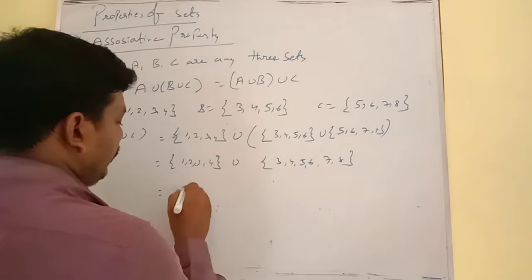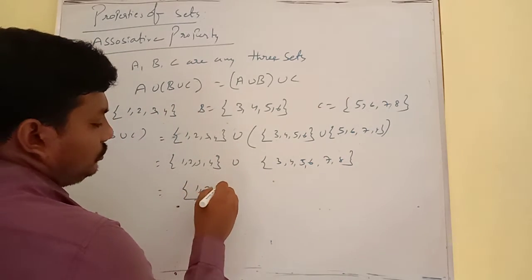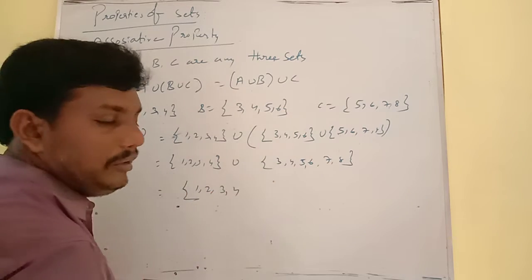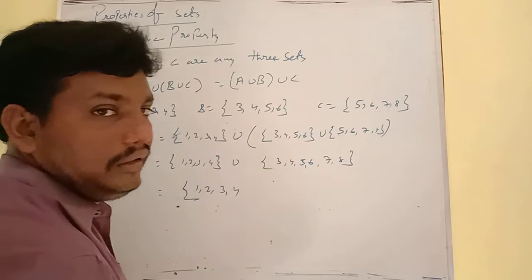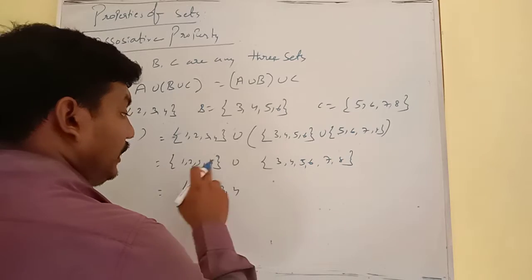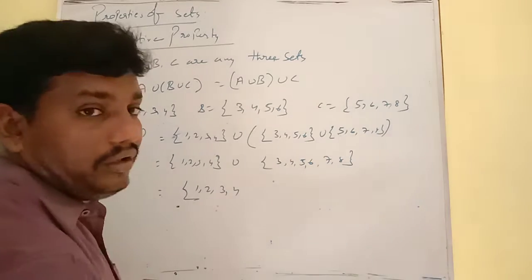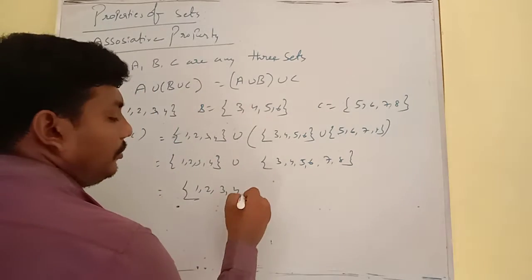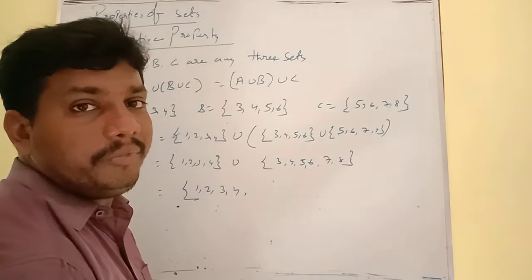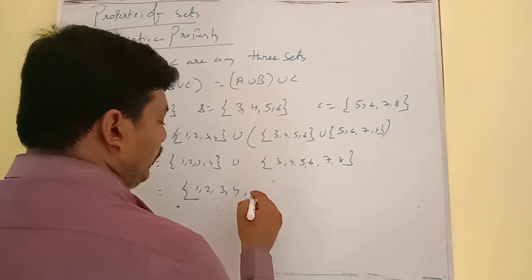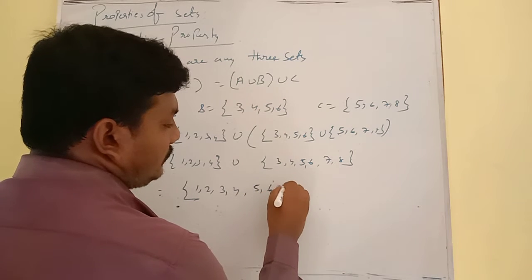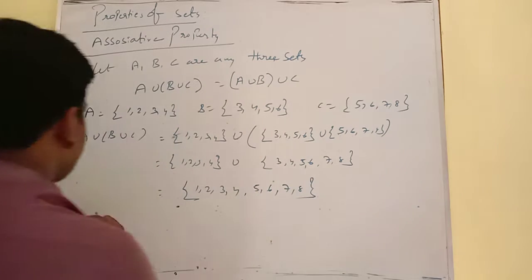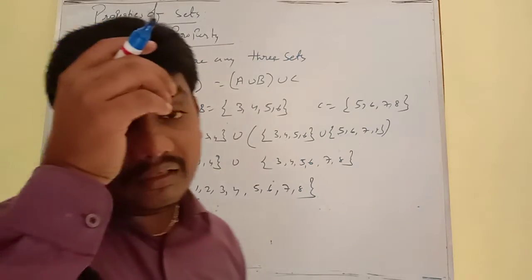Now for union you have to consider 1, 2, 3, 4. First, all the elements of the first set we are going to consider. Now if common elements are there, yes, the common elements are 3 and 4. That means we have already taken 3 and 4, so we should not consider 3 and 4 again, because a set does not allow repeated elements inside the roster form. Then 5, 6, 7, 8. So this is about A union B union C.